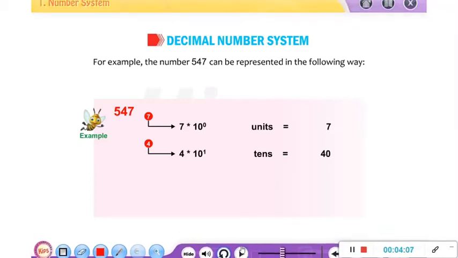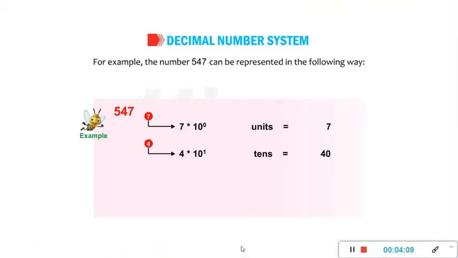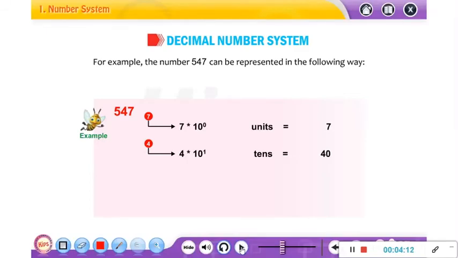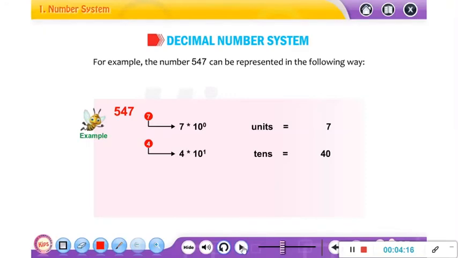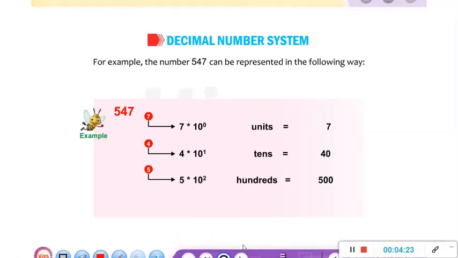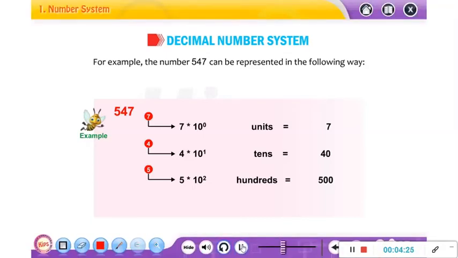So 7 into 10 to the power 0, it is at units place, so the answer will be 7. 4 into 10 to the power 1, it is at tens place, so the answer will be 40. Next is 5 into 10 to the power 2, so its answer will be 500. When you do the total, it will become 547.